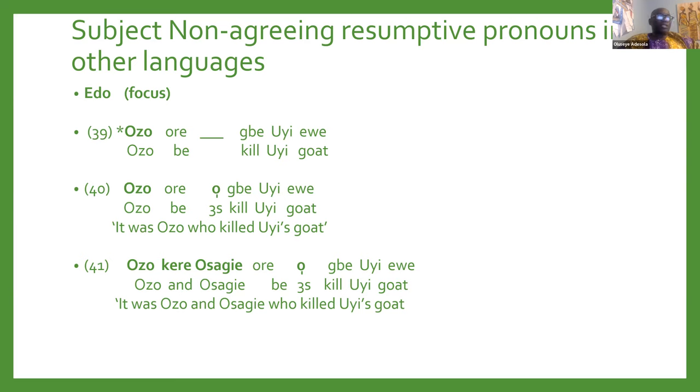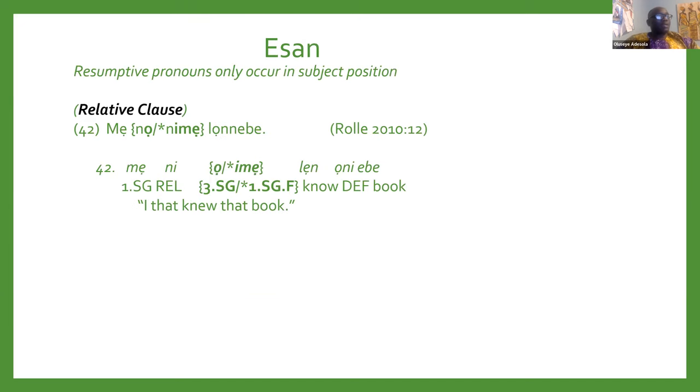Whereas if you were to put a resumptive pronoun in that position in 40, uzore or be uyi ewe, then the sentence is good. The same way, if you do something plural, ozo, kere, osagi, which is plural, it is acceptable to use a non-agreeing resumptive pronoun in place. Even though they don't agree in number, the sentence is still acceptable. So that patterns like Yoruba, in which case plural antecedents can have a non-agreeing resumptive pronoun that doesn't agree with them in person.